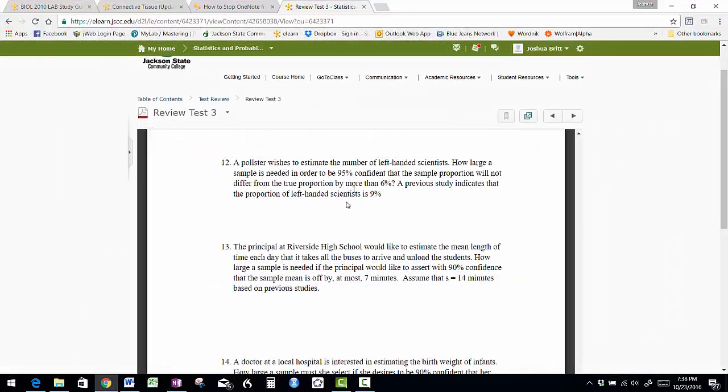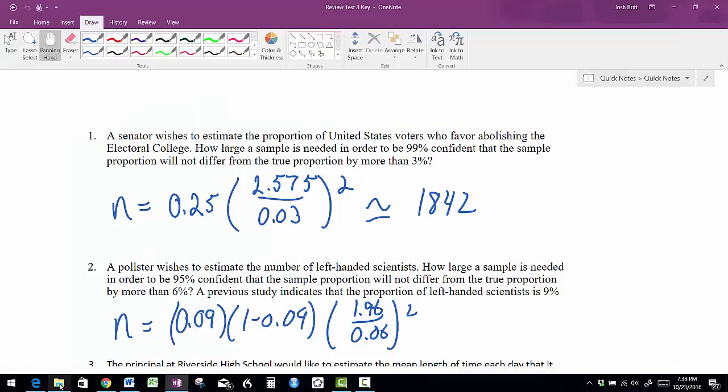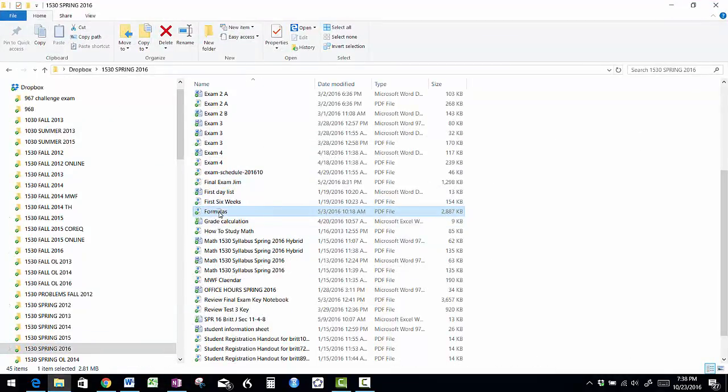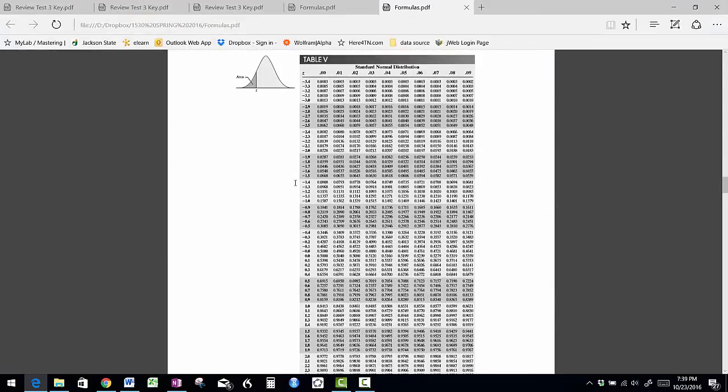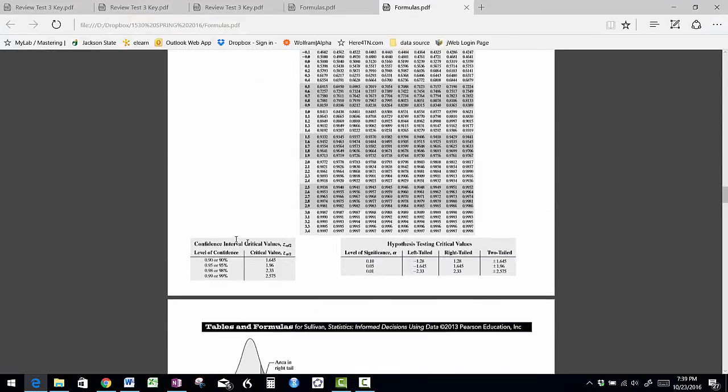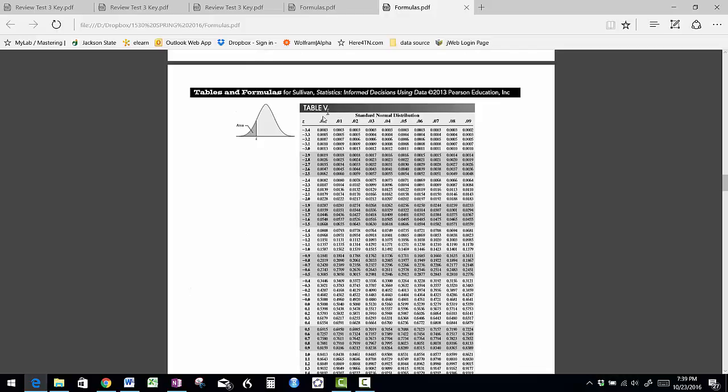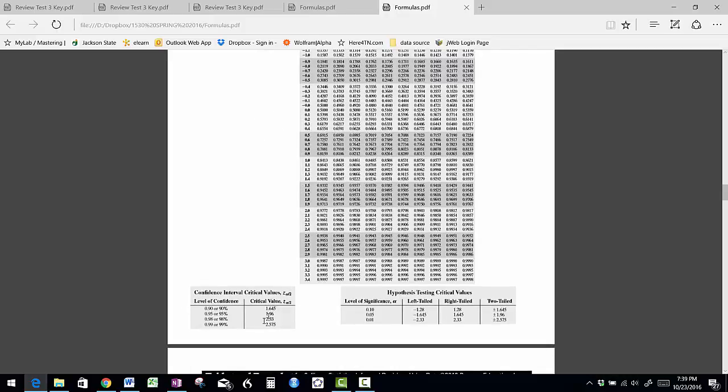So just to show you table 5 over here, table 5 will be in your formulas. So table 5, and I'll give you this table down here at the bottom of table 5. Table 5 is here. Here you have your z alpha by 2 values.